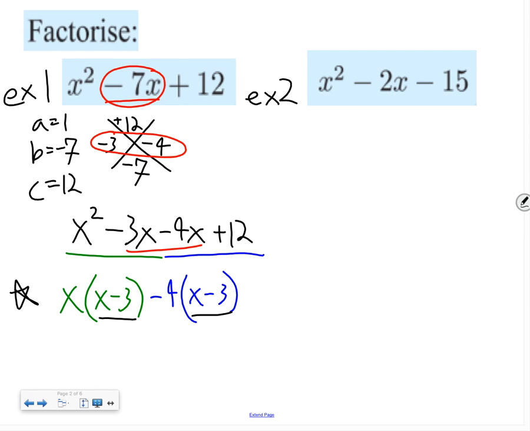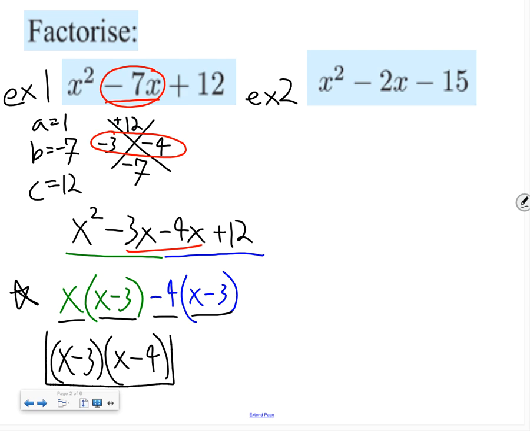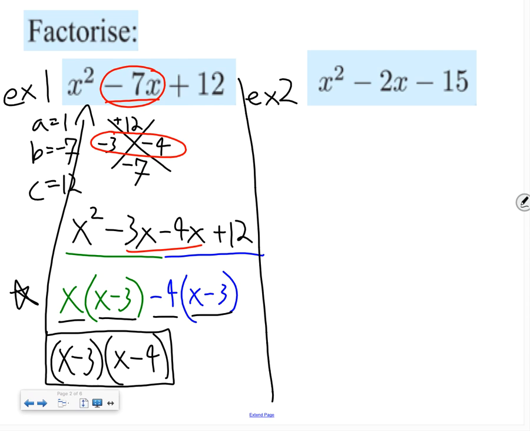And now I can factor the x minus 3 out of these two terms. And when that's factored out, I'm left with an x here and a minus 4 here. And I have gotten my factorization. You can always check your answer by double distributing and making sure that it's equal to what you started with. Okay, so example 2, same thing.